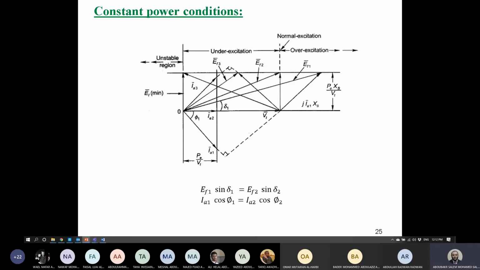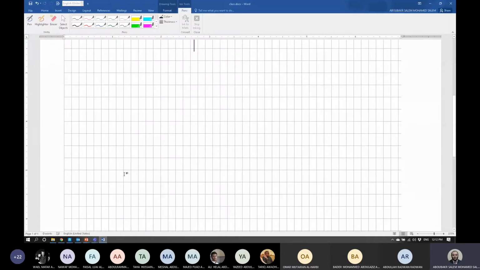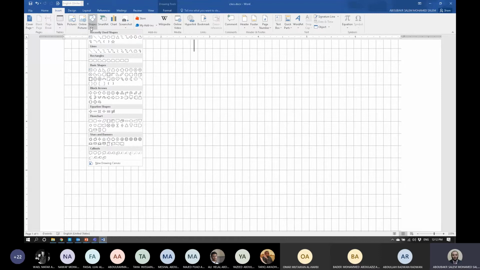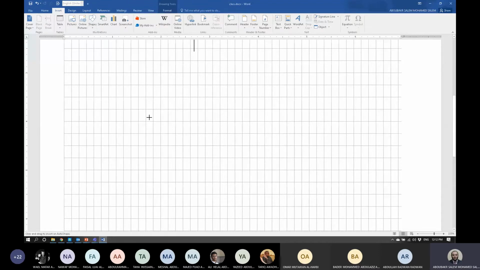Now for the phasor diagram at constant power condition. In order to recognize the phasor diagram here, it's not easy to derive the phasor diagram while it's plotted like that. So let me draw the phasor diagram outside and observe what we need from this phasor diagram.